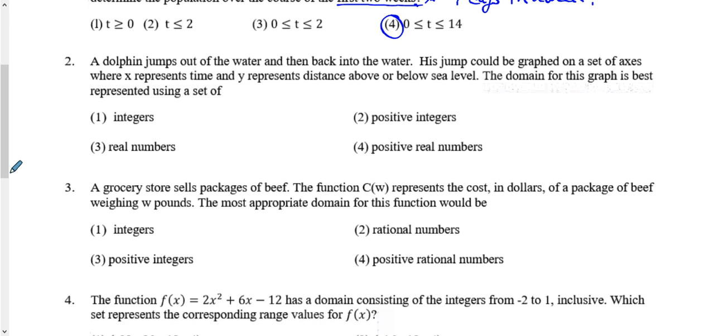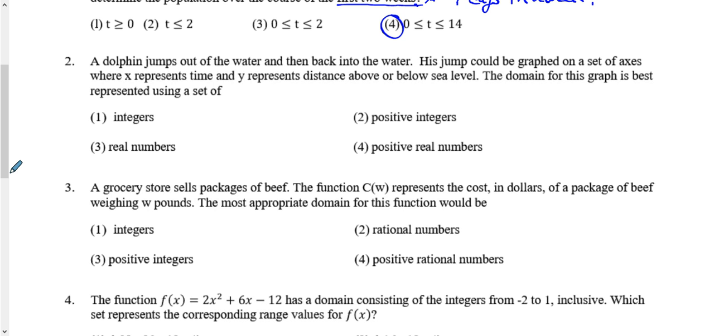Ms. Ennis, would you read number 2 first, please? A dolphin jumps out of the water and then back into the water. His jump could be graphed on a set of axes where x represents time and y represents distance above or below sea level. What does that mean?